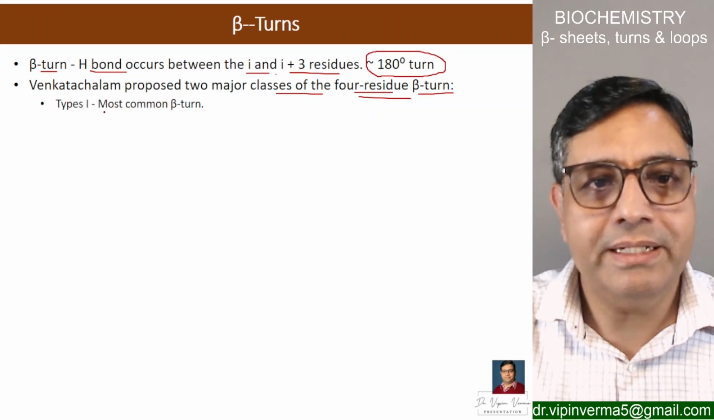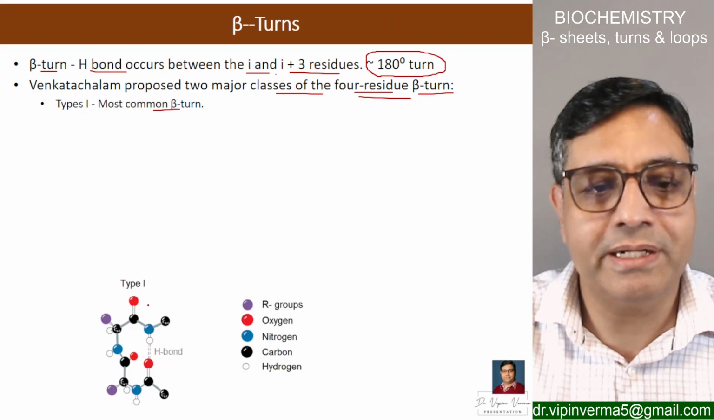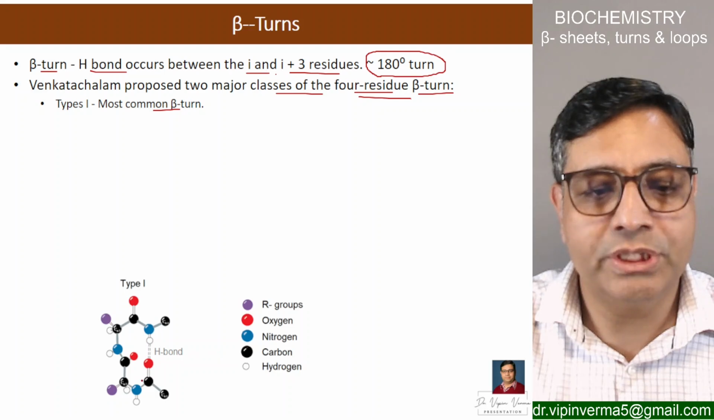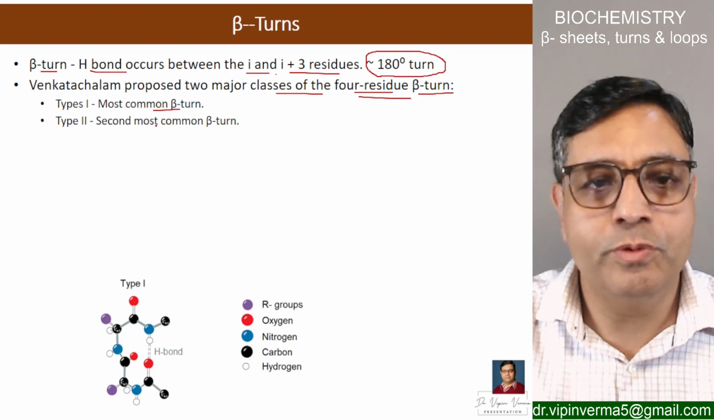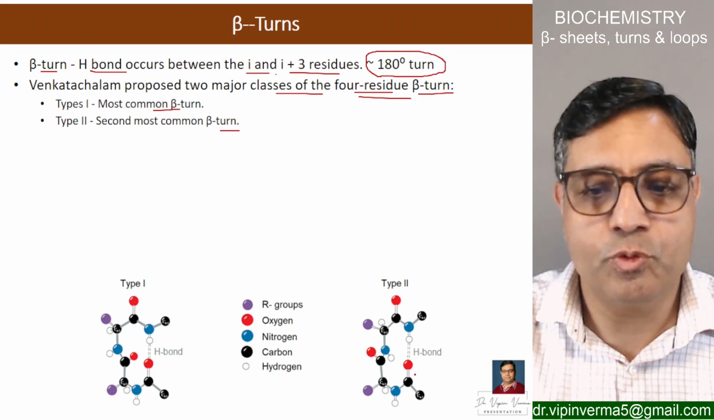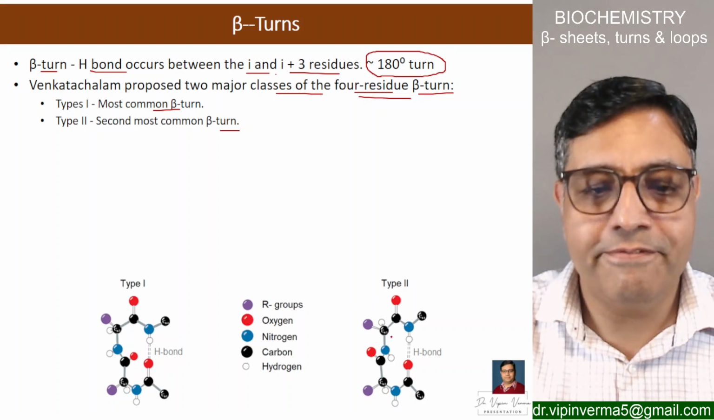So type 1 is the most common beta turn. You can see here, this is the most common beta turn, and this purple color is the R group. Red is oxygen, blue is nitrogen, black is carbon, and white is hydrogen. And this dotted line is the hydrogen bonding. This is type 1. And type 2 is the second most common beta turn. So you can see here, this is type 2. Same labeling here, but a different orientation.